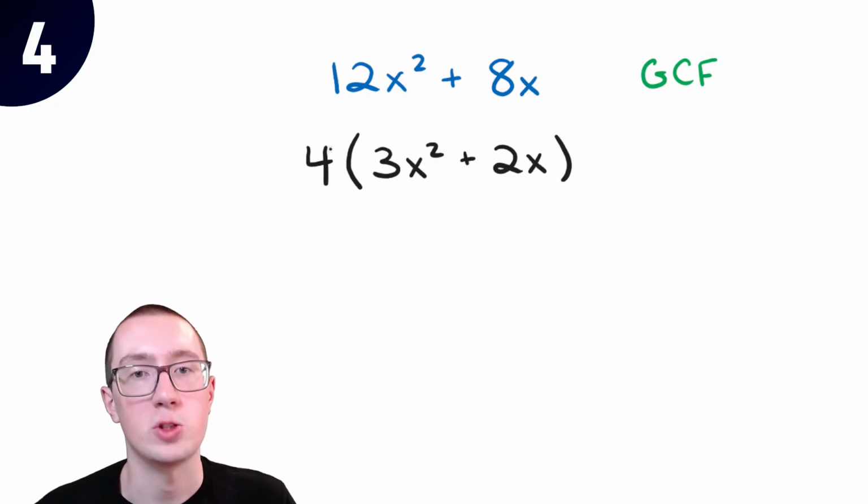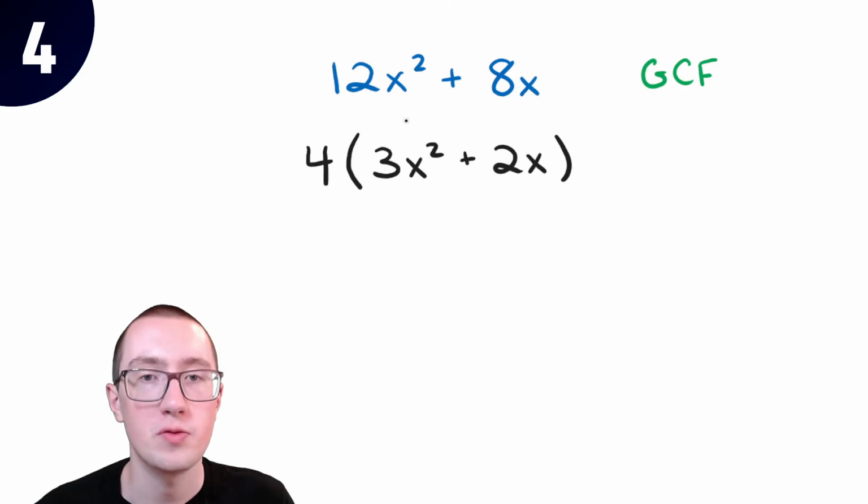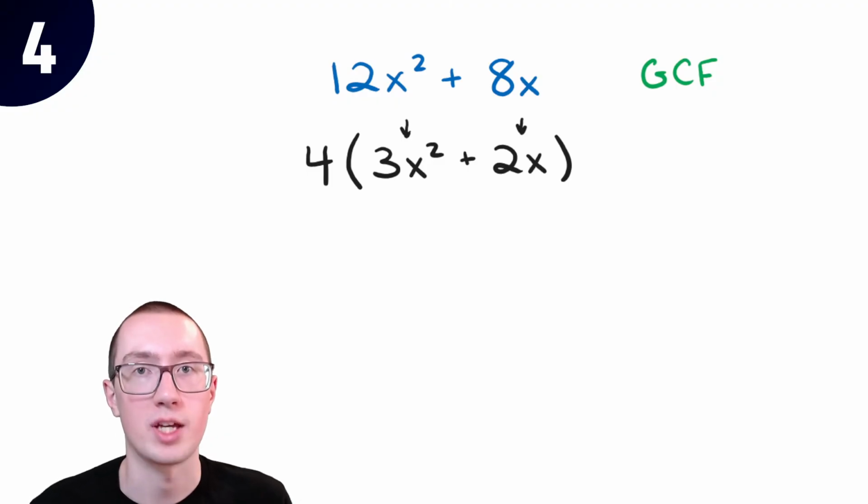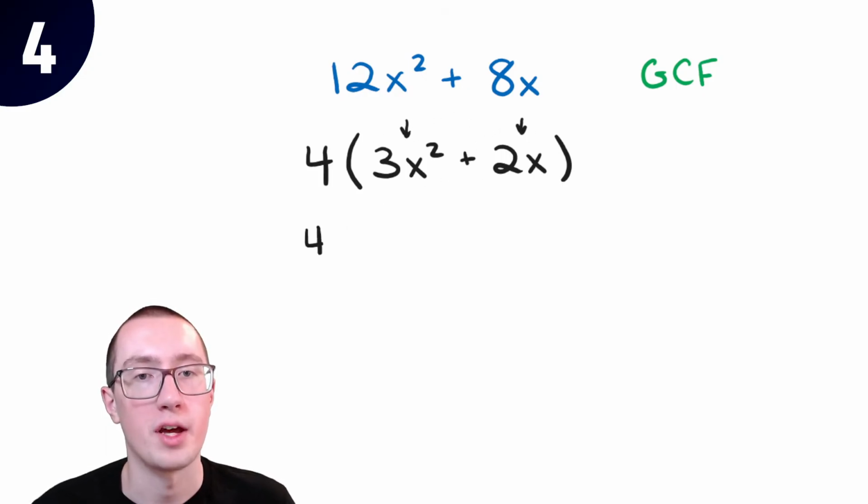Now, GCF doesn't just work with numbers, it also works with letters. You'll notice that both of these parts have an x in them. And remember that having an x next to a number literally just means multiplication. So we can pull out an x from both of these parts. So we already had a 4 pulled out, but now we're also going to pull out an x.